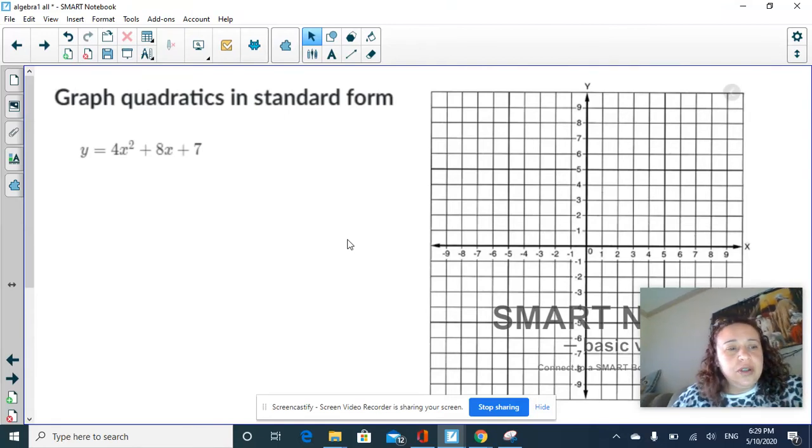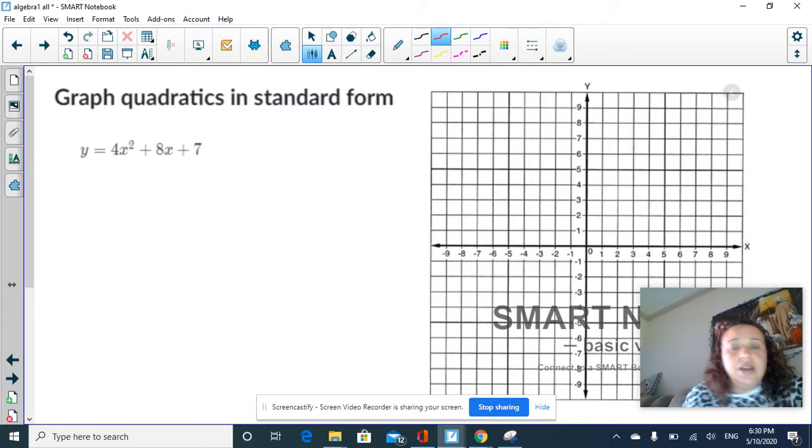Good morning, everyone. Today, we will learn how to graph quadratics in standard form. As you see here, we have a function y equals 4x squared plus 8x plus 7. This is a standard form. We start by the variable that has the greater or the larger exponent, power 2, then power 1, then the constant. How can we graph this function?